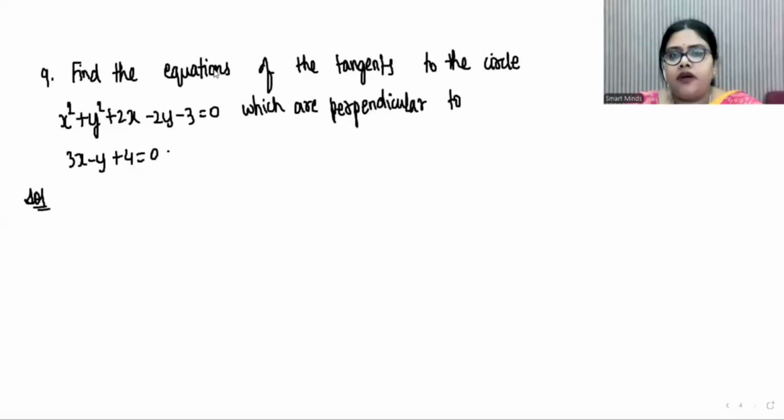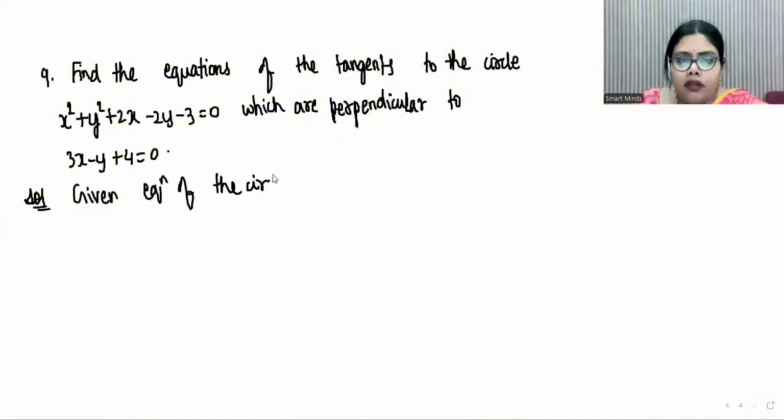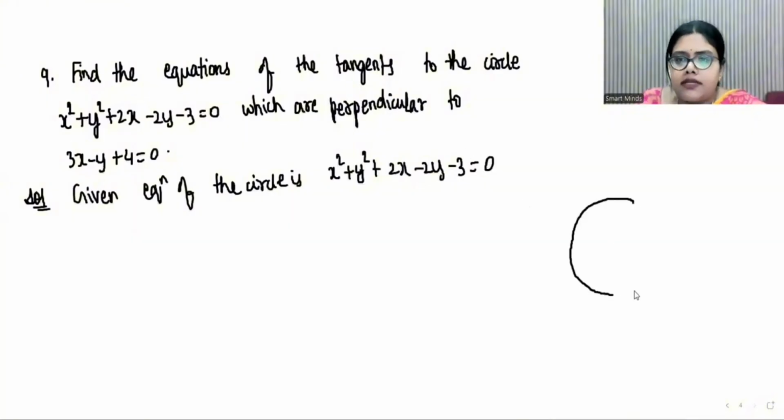Take the next question. Find the equations of the tangents to the circle x square plus y square plus 2x minus 2y minus 3 equals to 0 which are perpendicular to 3x minus y plus 4 is equal to 0. Now what is the given equation of the circle? Given equation of the circle is x square plus y square plus 2x minus 2y minus 3 is equal to 0.